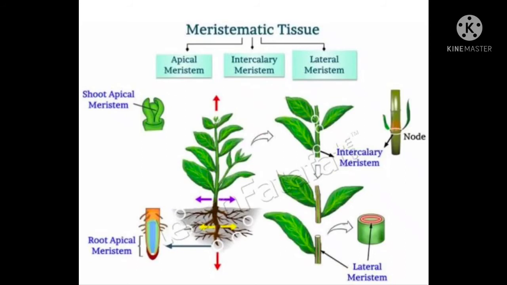So firstly, this meristematic tissue is divided into three types, that is apical meristem, intercalary meristem and lateral meristem. Okay, with the image we will first understand where it is located. Then we'll see what it actually is. Okay, so as you can see, a tree, a plant is there, right? So first you can see the root. Okay, in the root, the apical meristem, how they have shown.